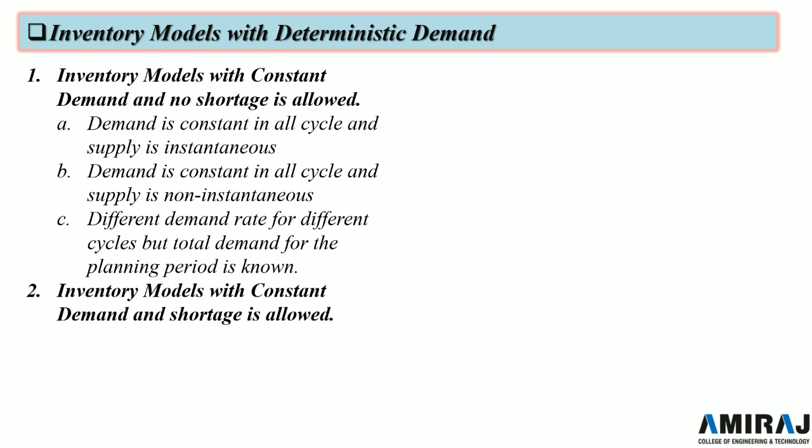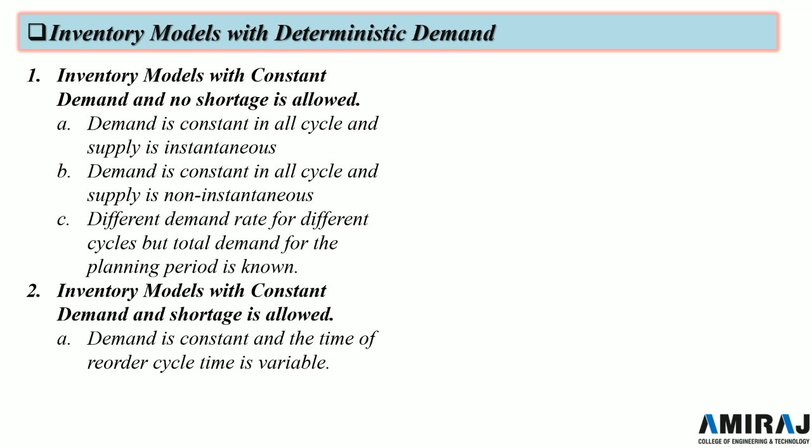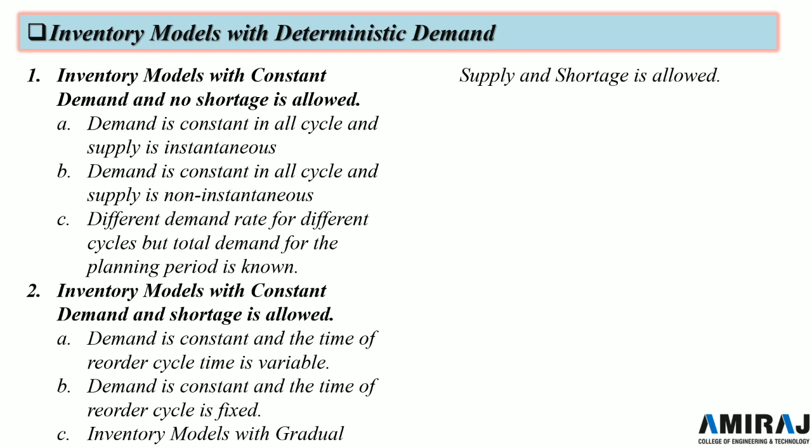Second model is the inventory model with constant demand and shortage allowed. In the first one the shortage was not allowed; here the shortage is allowed. So here first we keep the demand constant and the reorder cycle time is variable. Due to shortage the reorder cycle time is variable, and in another model the reorder cycle is fixed. The third one is the inventory model with gradual supply and shortage allowed. Shortage is allowed and there is gradual supply.